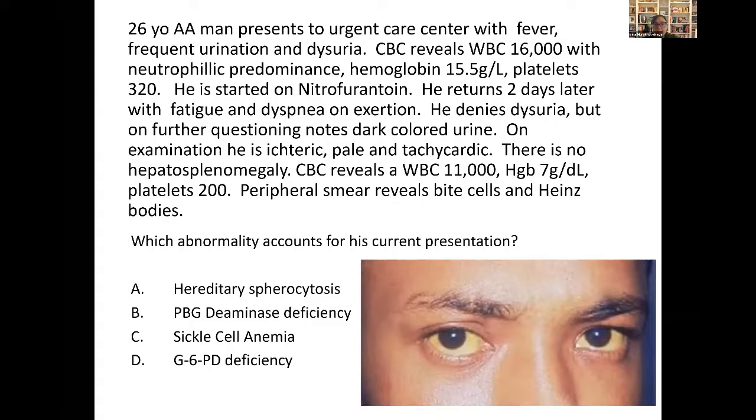He denied dysuria, but on further questioning, he did notice dark-colored urine. On examination, he is icteric, pale, tachycardic. There's no hepatosplenomegaly. CBC reveals a white count of 11, hemoglobin of 7, and platelet count of 200. Peripheral smear reveals bite cells and Heinz bodies. What do you guys think is going on?